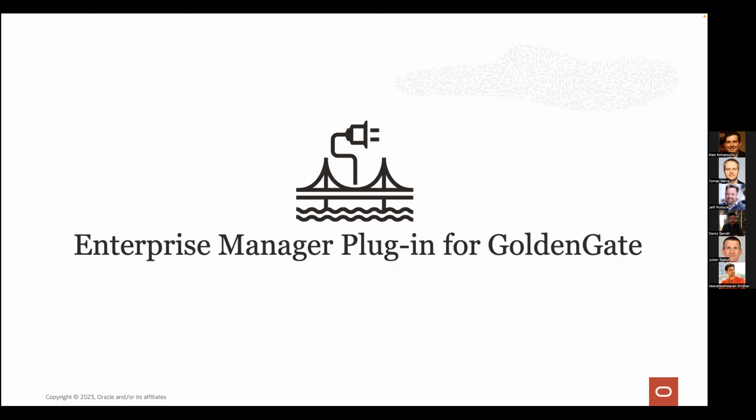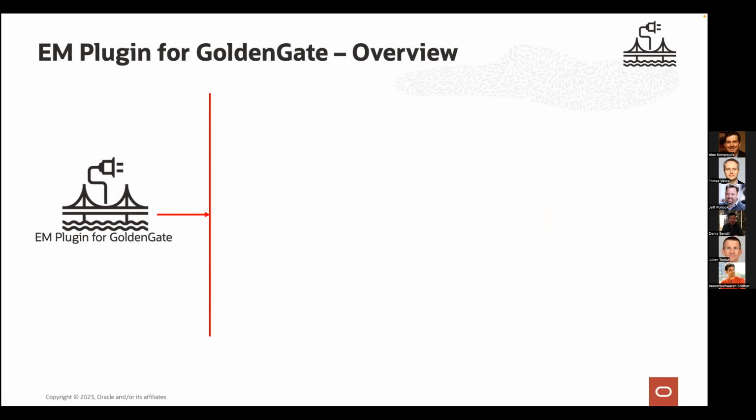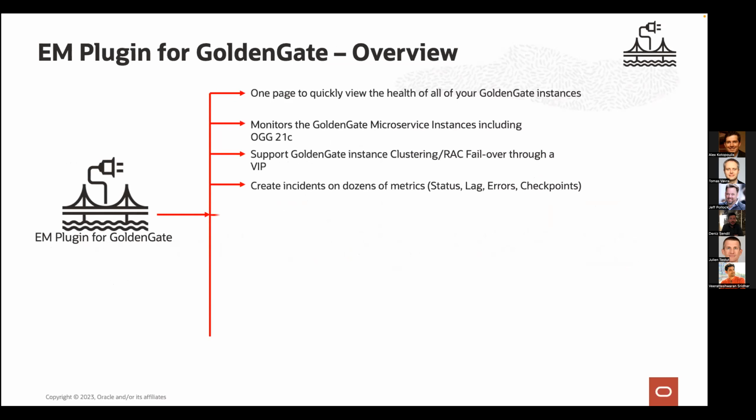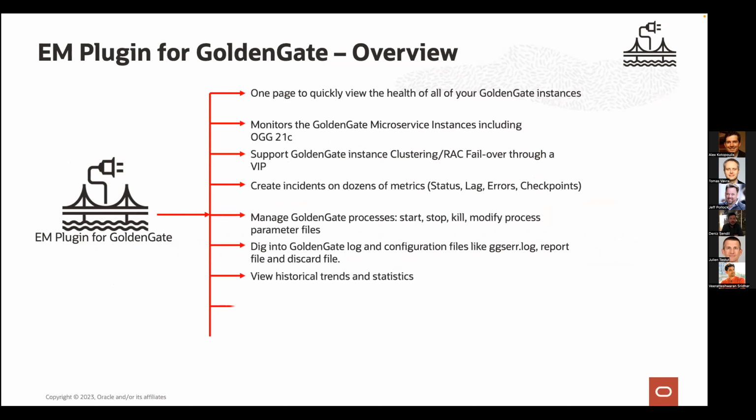Let's see about Enterprise Manager plugin for GoldenGate. Enterprise Manager plugin for GoldenGate is a centralized monitoring solution for Oracle GoldenGate, either on-prem or cloud. You can use this product to monitor your GoldenGate instances. There's one page to quickly view the health of all your GoldenGate instances. Even the microservices instances can also be monitored, including the latest version of GoldenGate, which is 21c. You can create incidents on dozens of metrics. We have 30 plus built-in metrics available in Oracle Enterprise Manager plugin for GoldenGate.